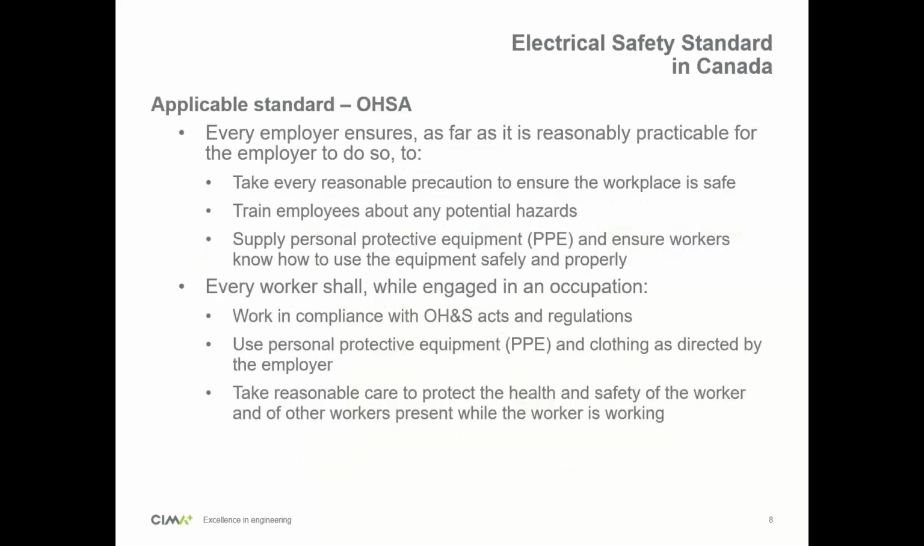Just to give you some more details, based on OHSA, the Occupational Health and Safety Act, there's responsibility for the employer and the workers. For the employers, it needs to ensure, as far as reasonably practicable, to take every precaution to ensure the workplace is safe. For example, to follow the CSA Z462 and apply safe work methods for its employees. It also has the responsibility to train the employees. There have been some changes in the 2021 CSA Z462 about training requirements. For example, it now covers remote online training for COVID purposes.